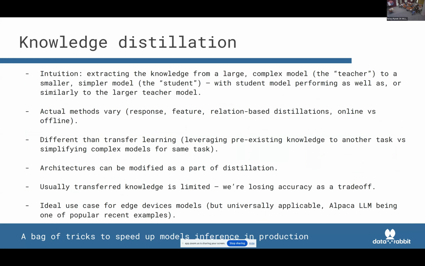Still, there are examples that it actually works, right? For example, Alpaca from Stanford last year. It was a really hot topic back in the day. It was trained exactly in that way. Again, something that is really universal and, for example, an ideal case for edge device models.